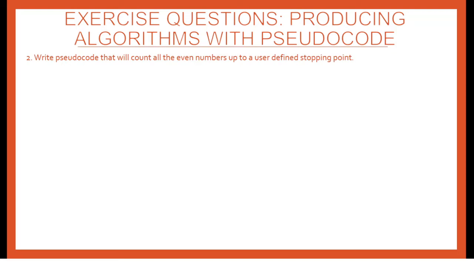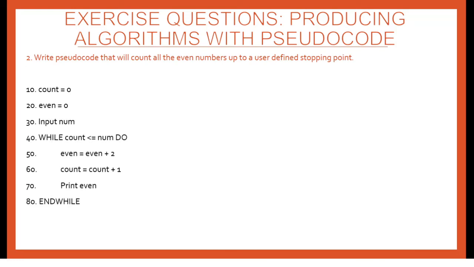Exercise 2. Write pseudocode that will count all the even numbers up to a user-defined stopping point. Your answer should be similar to this program right here. Here, num is the number that the user inputs, so that the program can count the even numbers up to the user's input number. The even numbers are printed inside the loop since we want to output all even numbers up till the user's input number.